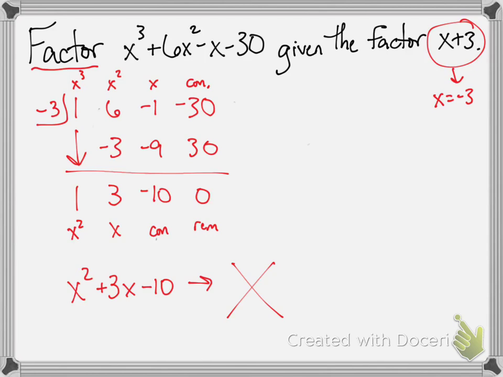What adds to 3 and multiplies to, in this case, a times c? So that would be 1 times negative 10, which multiplies to negative 10. The two numbers that do that would be 5 and negative 2.